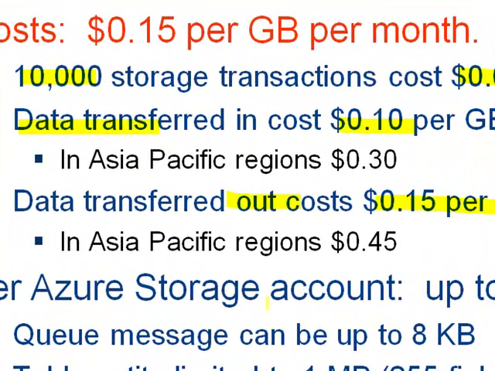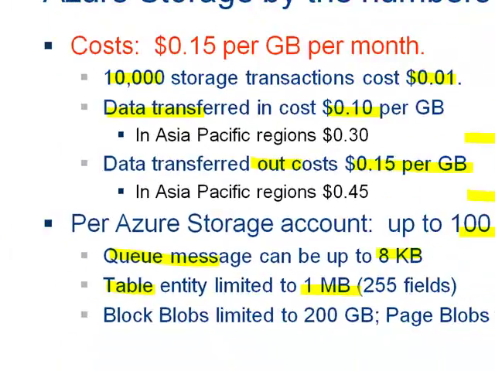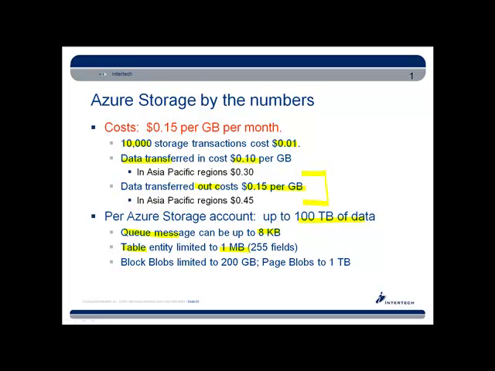Some individual pieces about storage and what we can store in there. Each queue message can be up to 8K in size. So fairly small messages, but obviously given the 100 terabyte limit, that's a lot of messages you could store. Tables and the entities we put in tables are limited to 1 megabyte each, and they are 255 fields max. So if you want to think of it in row terms, that's per row. So in our customer case, each customer could be up to 1 megabyte.